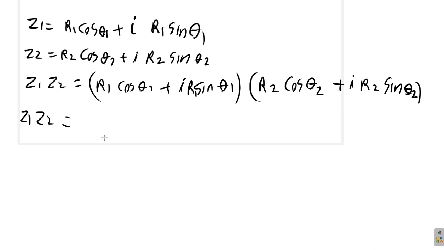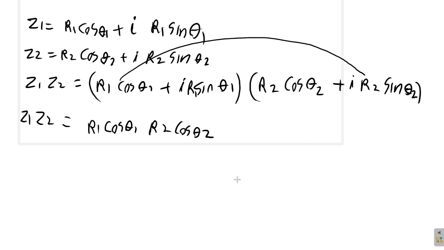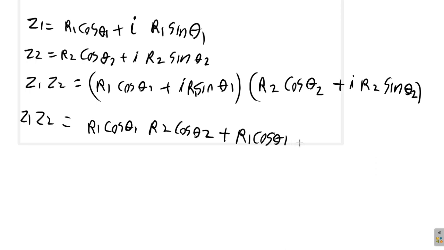so r1 cos theta 1 times r2 cos theta 2. You see that? Then r1 cos theta 1 times i r2 sin theta 2. So it's plus r1 cos theta 1 times r2 sin theta 2. Let's put the i in front here. In fact, I don't want to just mix up the i with everything else, you know. Right? Alright, let's put it there.